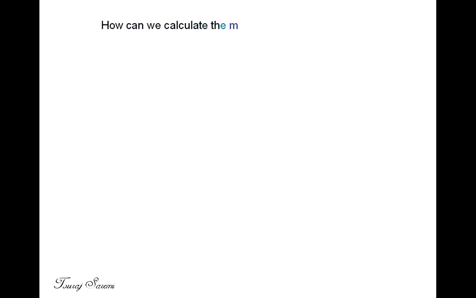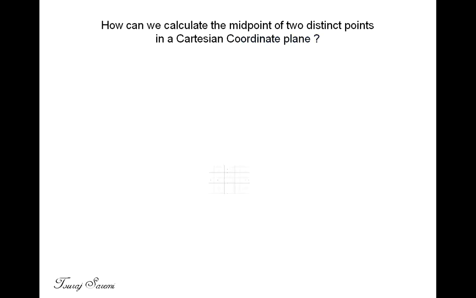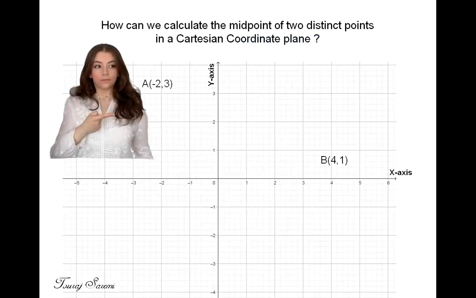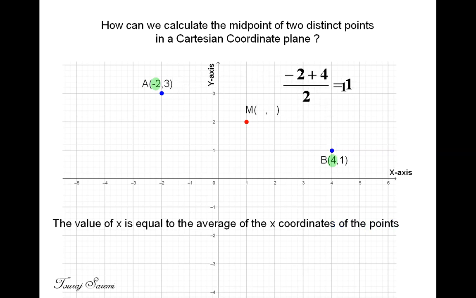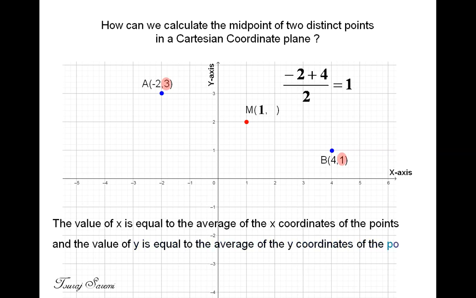How can we calculate the midpoint of two distinct points in a Cartesian coordinate plane? The value of x is equal to the average of the x-coordinates of the points. And the value of y is equal to the average of the y-coordinates of the points.